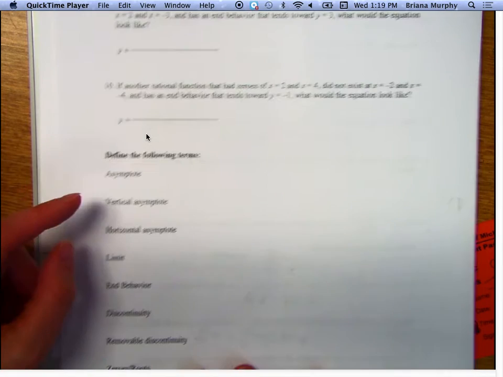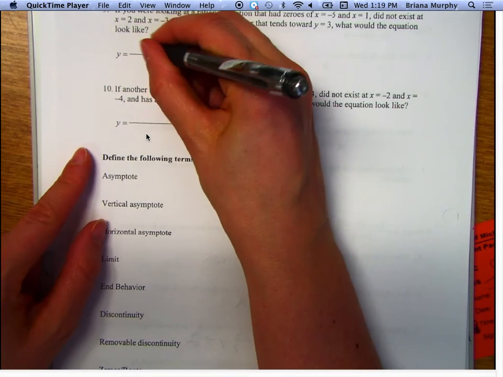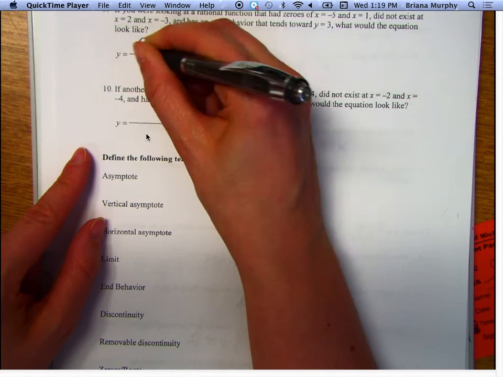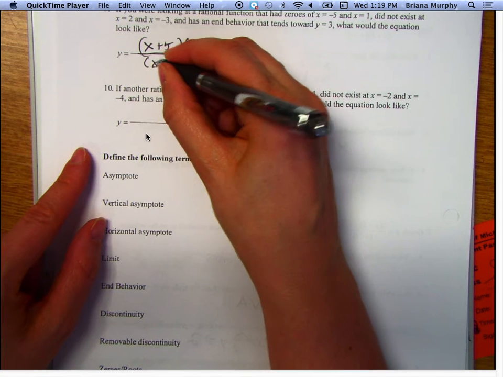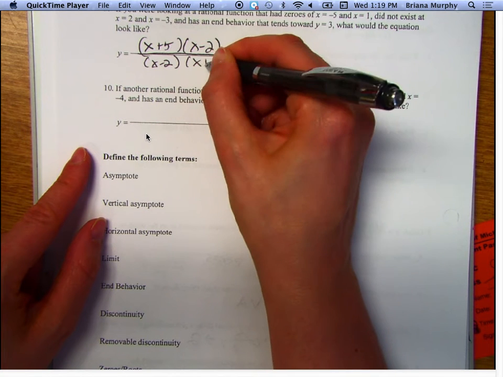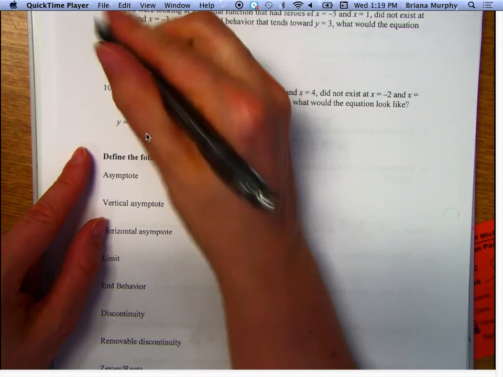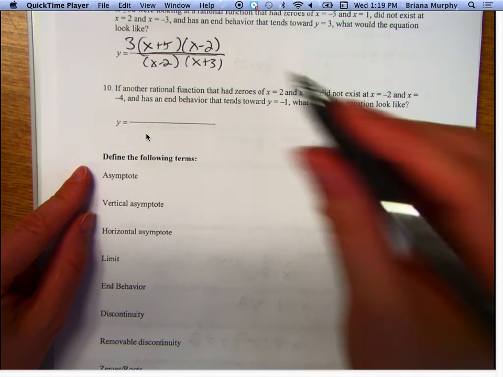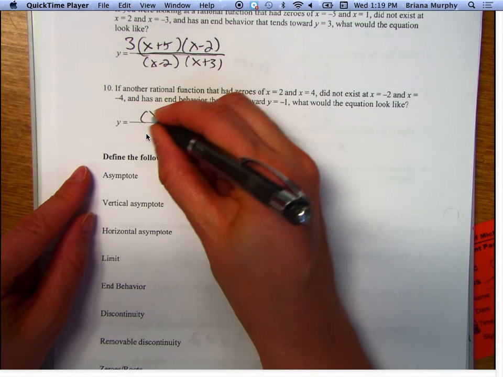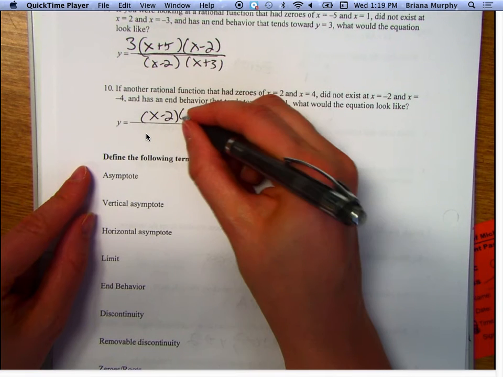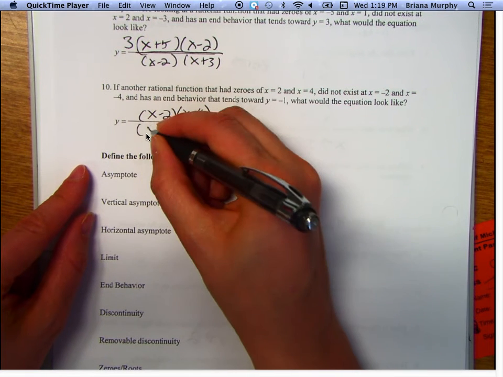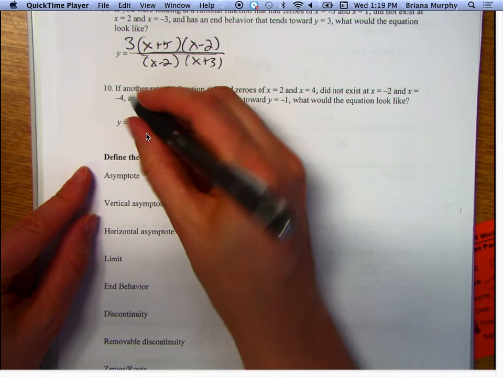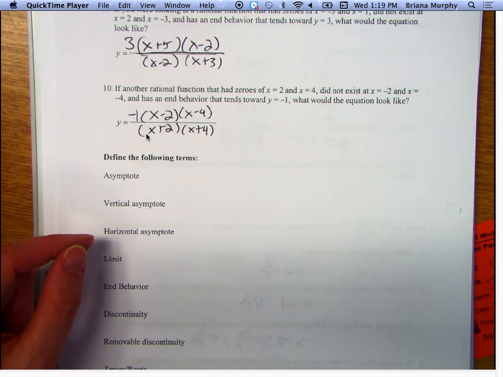And the back. It's giving me all my information, so I know that x plus 5 over x minus 2 times x plus 3. And my end behavior is 3, so there's a 3 in the front. And for my next one, we've got x minus 2 and x minus 4, x plus 2, and x plus 4, with an end behavior of -1.